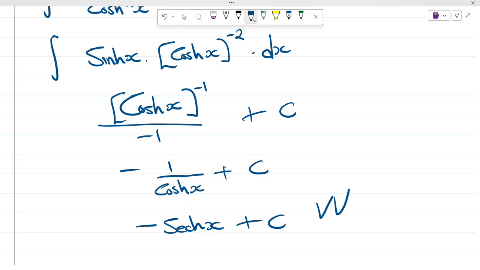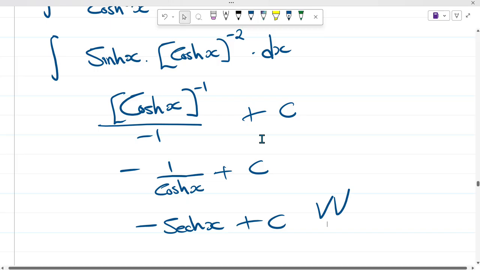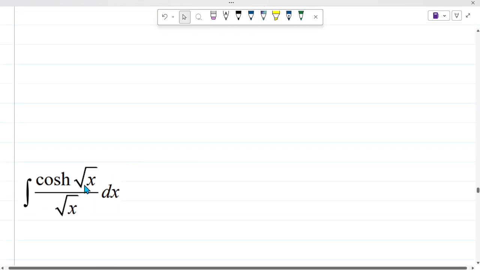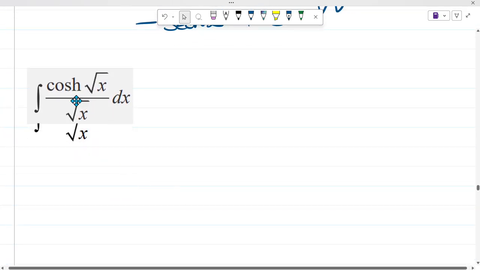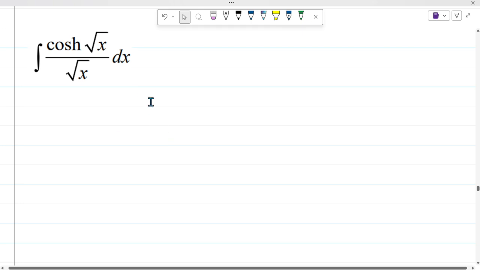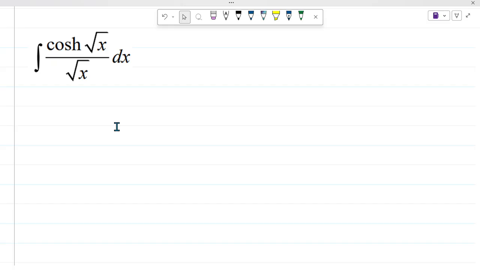So what else are we looking at? Let's scroll down. All right, we have this guy. Let's see what we can do to this guy. On this question, we can see that we're dealing with a hyperbolic function. On a hyperbolic function, we just need to make sure that next to that hyperbolic function, we have the derivative of the argument of that hyperbolic function.